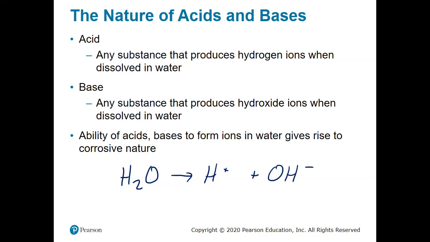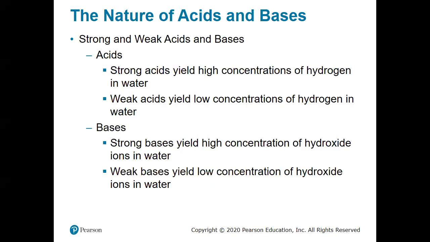So what else can we say about acids and bases? Well, we can characterize them based on strength. Strong acids are going to give us high concentrations of hydrogen in water. Weak acids are going to give us lower concentrations of hydrogen ion in water.